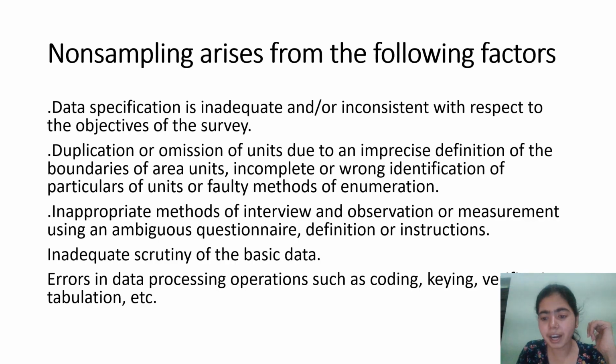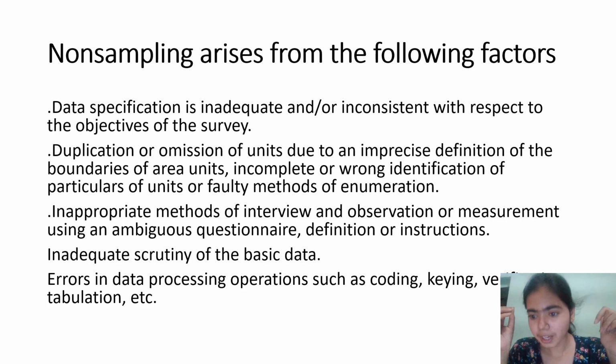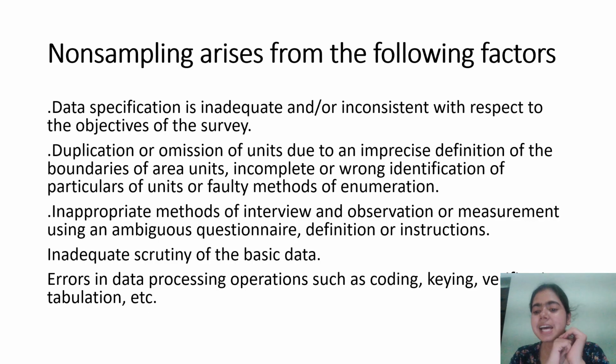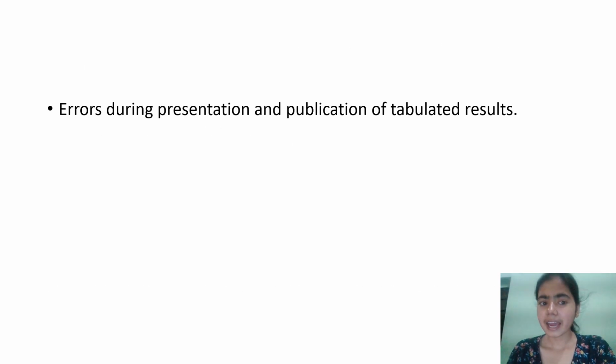Non-sampling error arises from the following factors: data specification is inadequate or inconsistent with respect to the objective of the survey; duplication or omission of units due to an imprecise definition of the boundaries of areas or units, incomplete or wrong identification of a particular unit, or faulty method of enumeration; inappropriate method of interviews and observation or measurement using an ambiguous questionnaire, definition or instruction; inadequate scrutiny of the basic data; and error during presentation and publication of tabulated results. These are the reasons why non-sampling error arises.